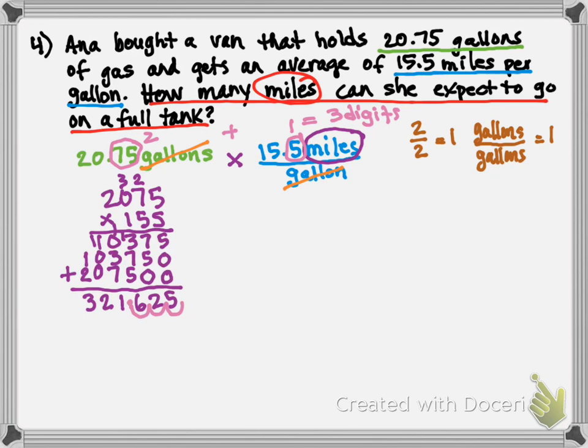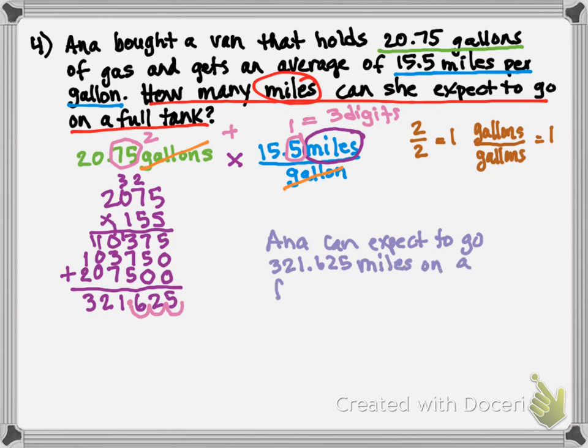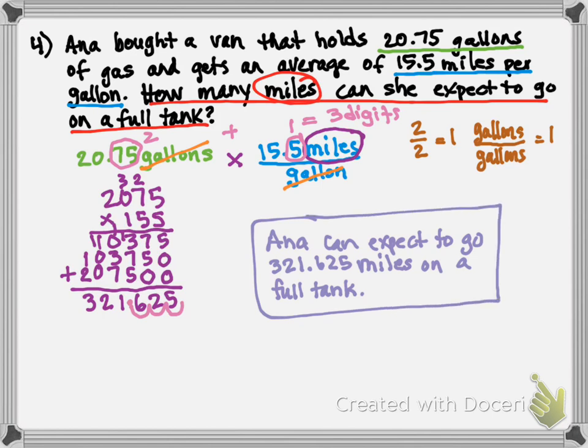So our solution is Anna, only one N. Anna can expect to go 321 and 625 thousandths. Now remember what the label is: left over, miles on a full tank. So again, in my answer, I steal a lot from the question. I use a lot of the words from the question. Okay? Fabuloso. One more, and then that's it.